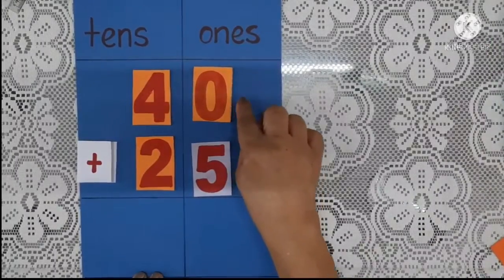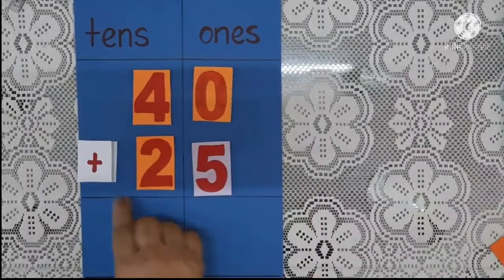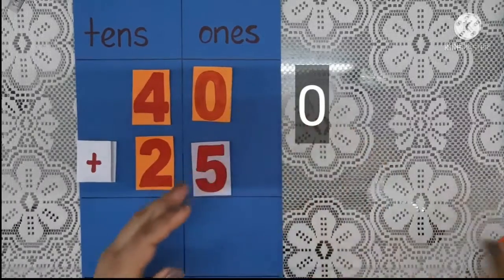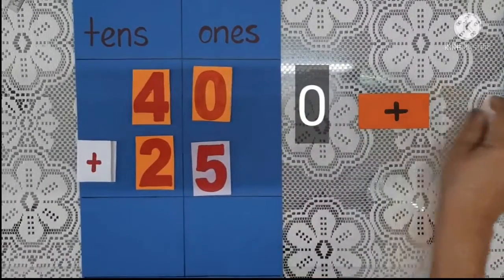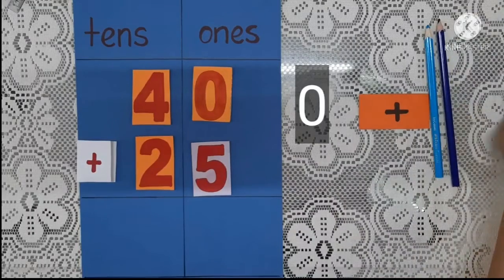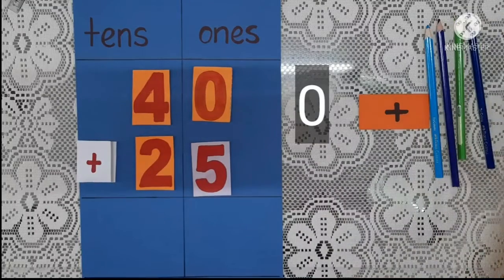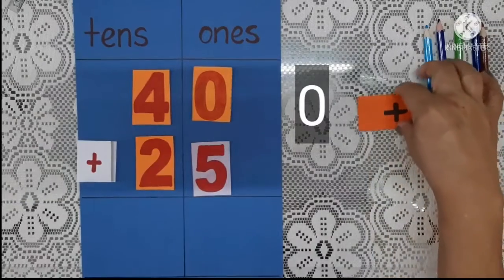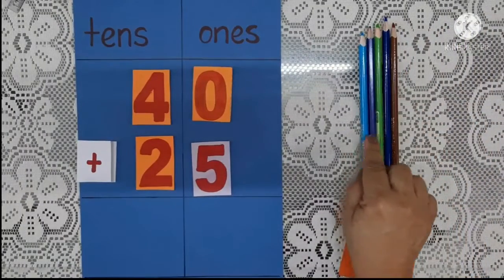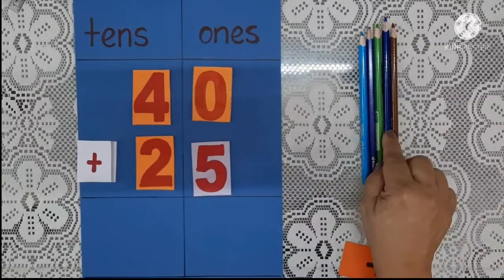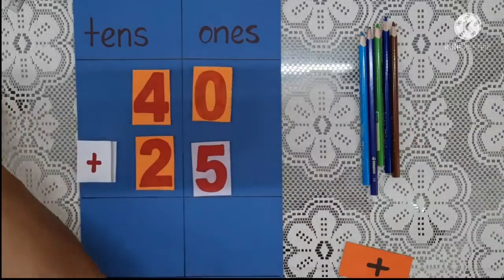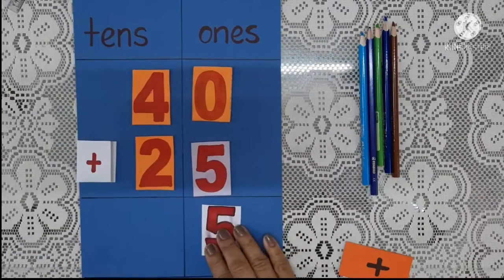Now here you have to add 0 plus 5. So here 0 plus, let's take 5 color pencils. 1, 2, 3, 4, 5. Now let's count the total. 1, 2, 3, 4, 5. Yes, so 0 plus 5 equals 5.